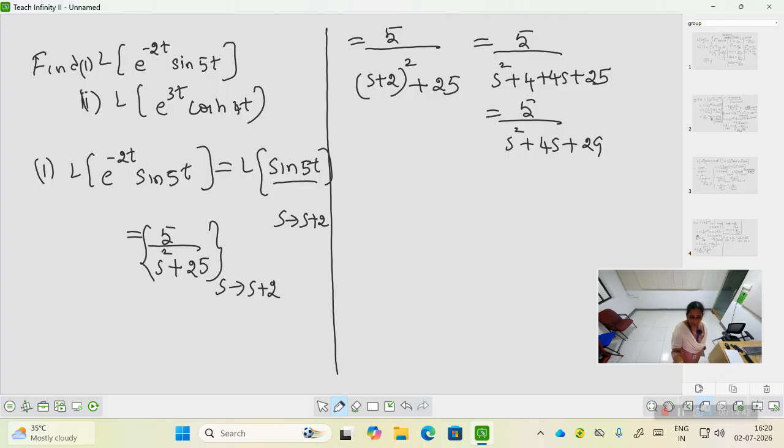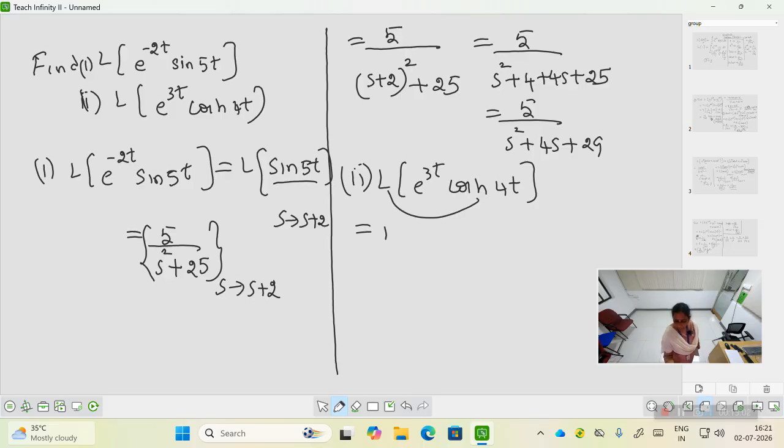Right? Similarly, for the second case, we have to try. So second case, L of e power 3t cos h 4t. Right? So cos h 4t. Here we replaced s with s plus 2, and then we got this answer. Coming to this part, what is L of cos h 4t? L of cos h 4t, and then I have to replace s with s minus 3.